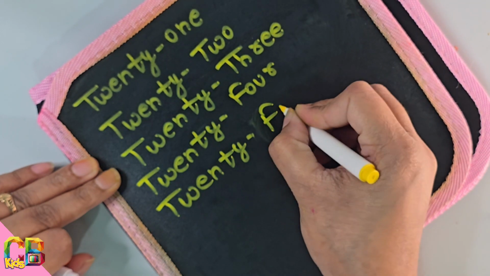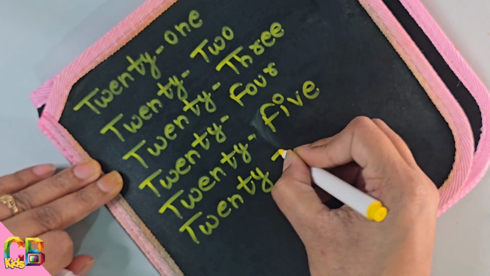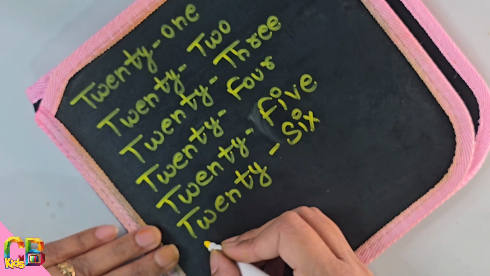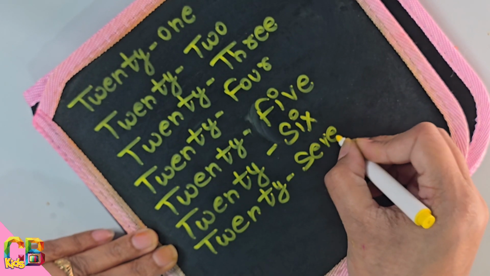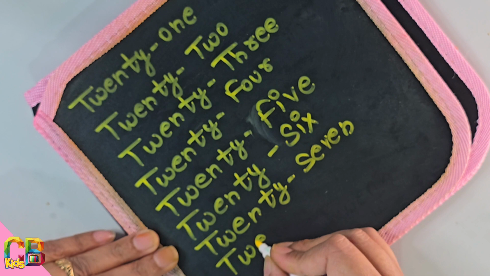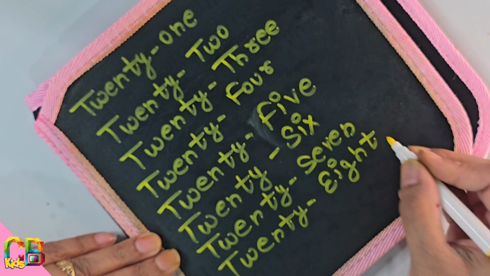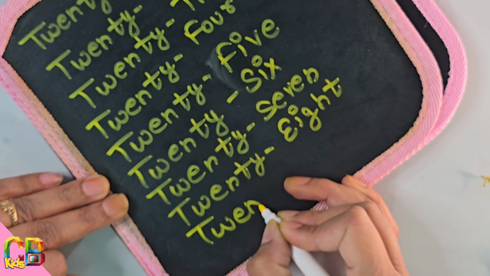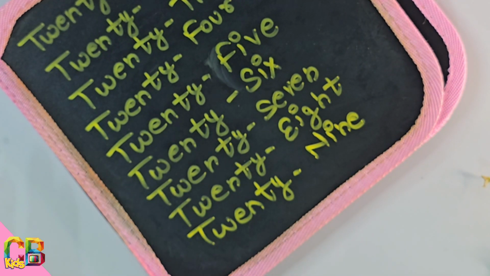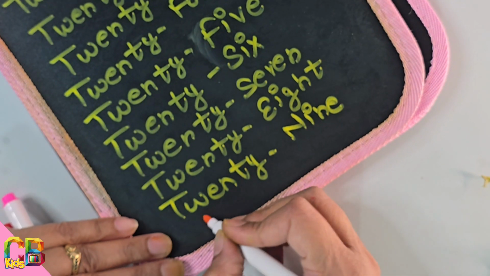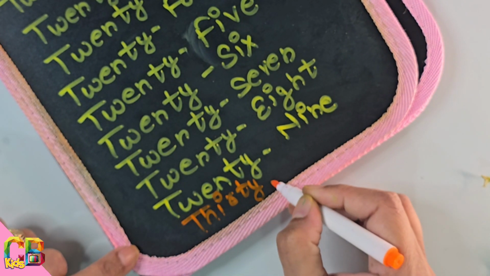FIVE, 5. TWENTY, 26. SIX, 6. TWENTY, 27. SEVEN, 7. TWENTY, 28. EIGHT, 8. TWENTY, 29. NINE, 9. And the last we are going to write 30. Okay, THIRTY, 30. So that's it for today.